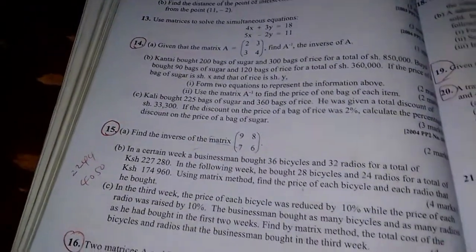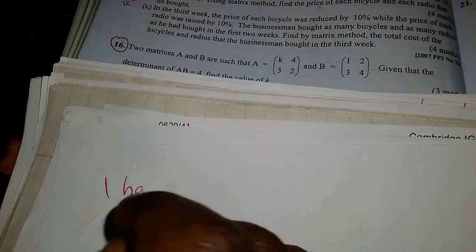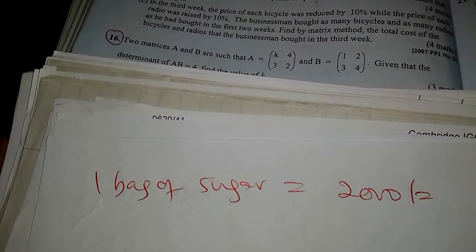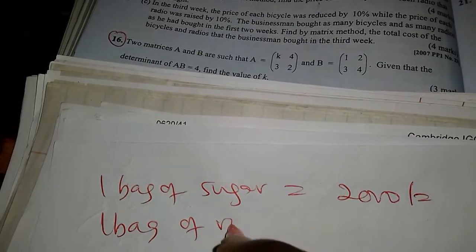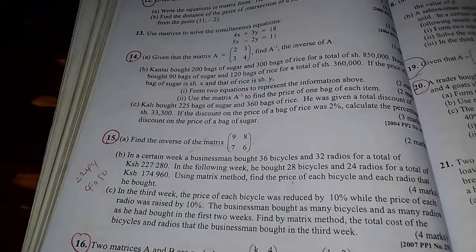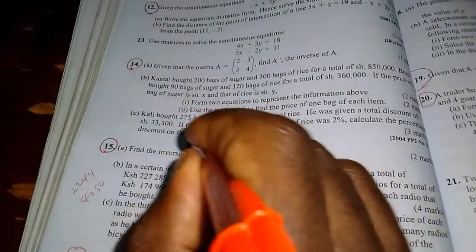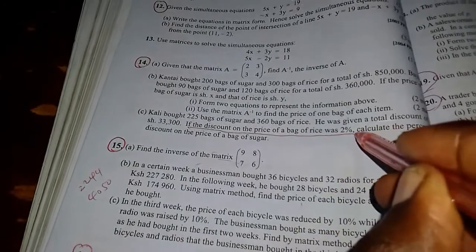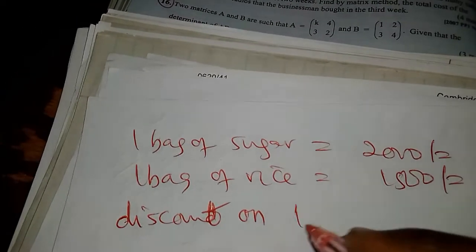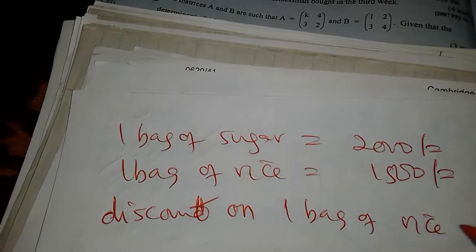So, I know very well that one bag of sugar costs 2,000 Kenyan shillings. One bag of rice costs 1,500 Kenyan shillings. But now they've given this person a discount. Look at this part: if the discount on the price of a bag of rice was 2%, so the discount on one bag of rice is 2%.